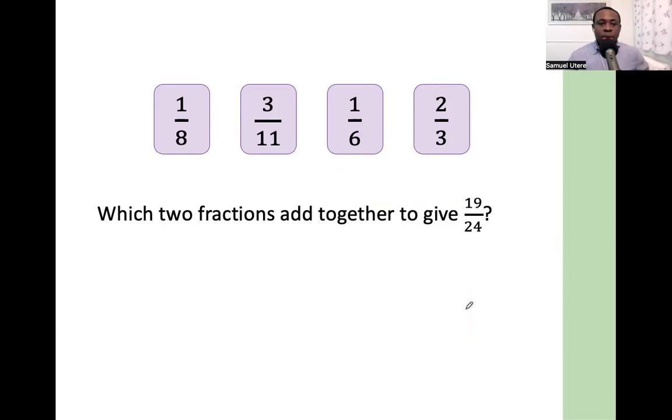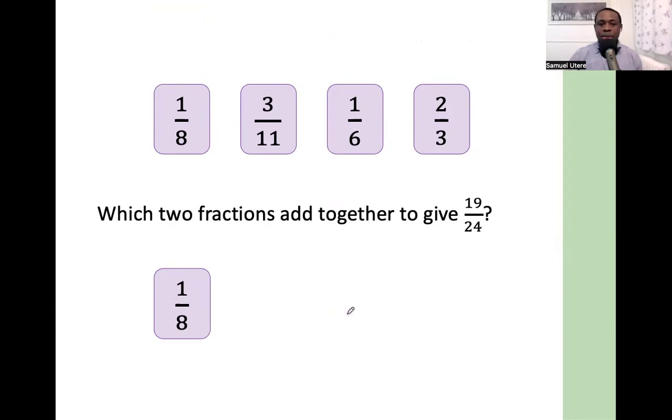This one, if we're asked which two fractions add together to give us 19 over 24, well, you can see that we have more than two possibilities. So we have 1/8, 1/6, and 2/3. Now, if we try to use 1/8 and 1/6, we can see that these are really small fractions. They may not necessarily add to give us 19 over 24. Why? Because 19 over 24 is more than a half. We know that a half is 12 over 24. So we know straight away not to use these two.